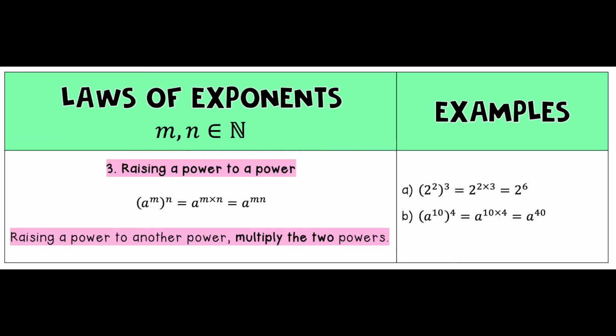Our third and final rule that we're going to be covering in this video is raising a power to a power. Now remember, when you raise a power to a power, you're going to multiply those powers together. So if we have 2 squared, and that is all cubed, then that means it will be 2 to the power of, the exponents are 2 and 3, 2 times 3, which is 6, not 2 plus 3. a to the power of 10 raised to the power of 4 is equal to a to the power of 10 times 4, which is equal to a to the power of 40.